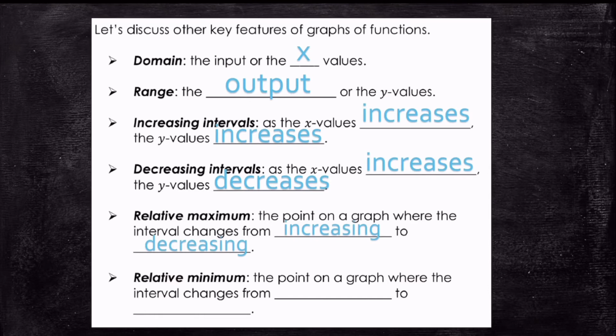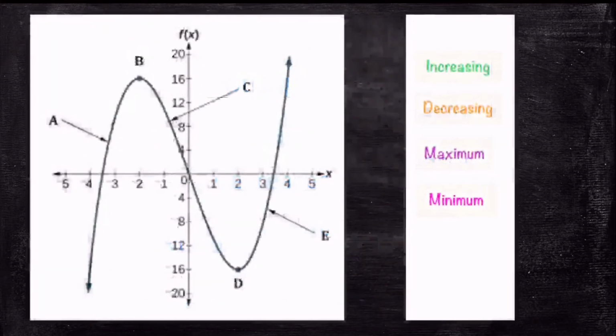Now a relative minimum is a point on a graph where the interval changes from decreasing to increasing, okay? Think about when you're going diving, okay? You're going down. Well, at some point, you've got to come back up, right? When you're swimming in a pool, you go down, you get something from the bottom of the pool, you're not going to stay down there. You've got to come back up. So when you hit the bottom of that pool, that was your minimum, and then you're going to come back up. So let's see what that looks like on a graph.